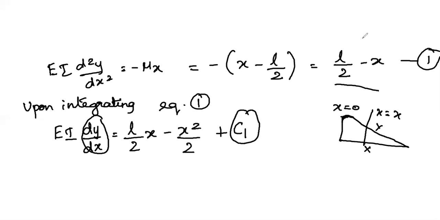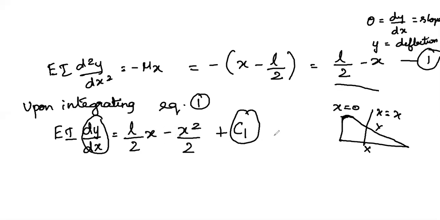Slope is dy by dx. We have told earlier theta equal to dy by dx, which is slope. Upon integrating this value, you will get y, that is called deflection. So I should know the value of dy by dx at some point x, so I can find the value of C1.